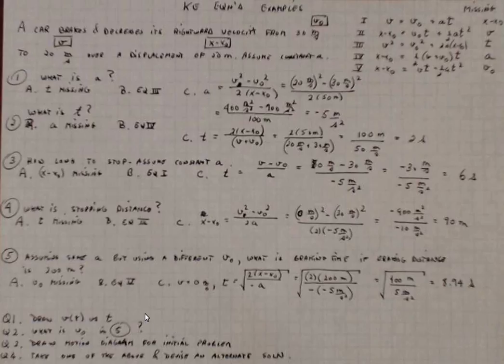Okay, some questions for you. Question 1. Draw v of t versus t for the initial scenario. Question 2. What is v0 in scenario 5? Question 3. Draw a motion diagram for the initial problem. And question 4, take one of these scenarios that I have solved and solve it another way. So the algorithm I have given you isn't one that you have to use. It's one that you can use.